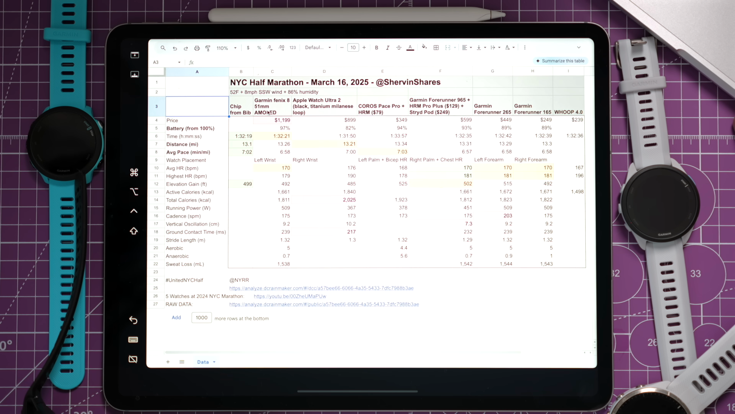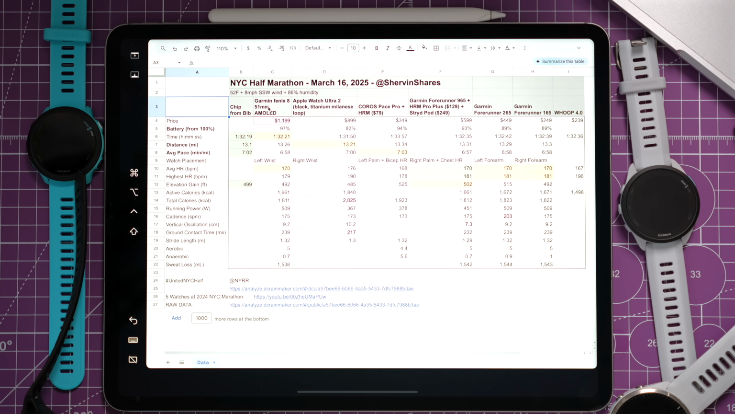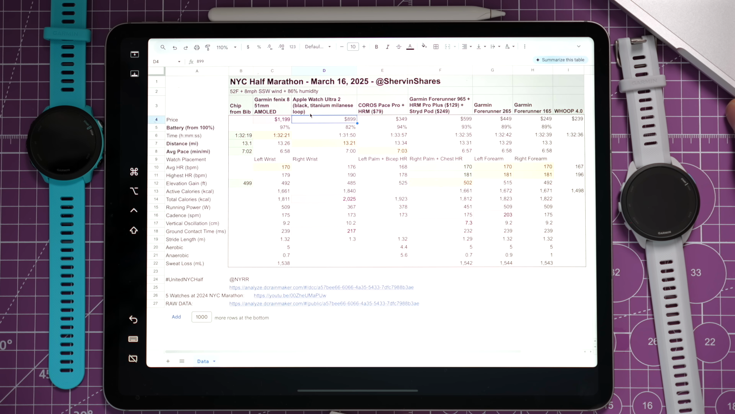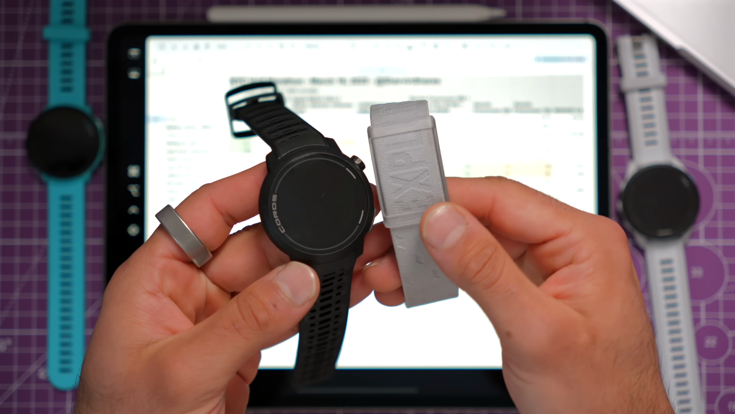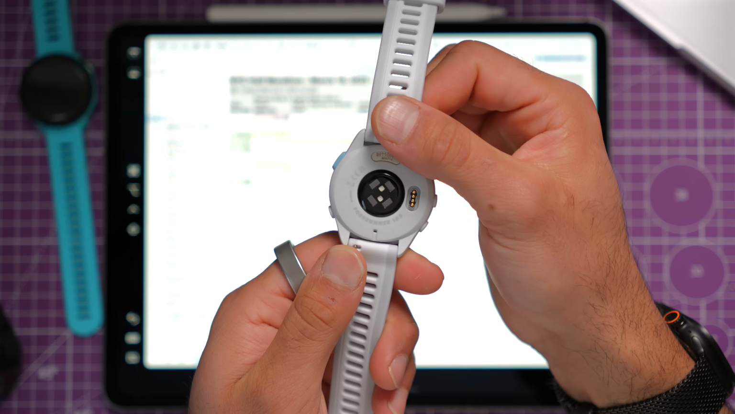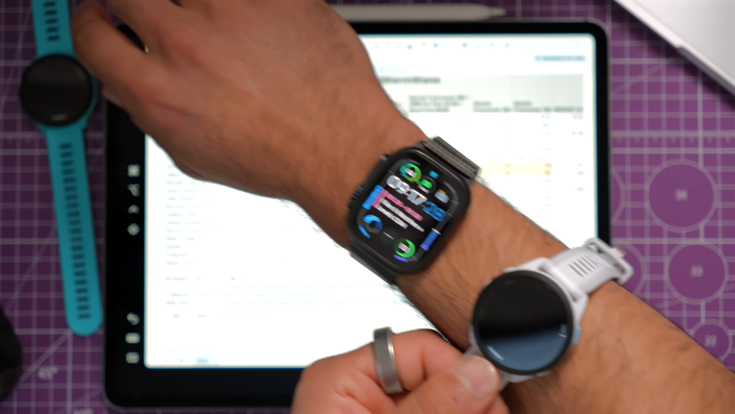Now this is the entire chart where I show all the watches that I wore. I had the Garmin Fenix 8 on my left wrist, the Apple Watch Ultra 2 with the black titanium Milanese loop. The Apple Watch Ultra 2 with the titanium Milanese loop is $899. The COROS Pace Pro with the heart rate band is $349 plus $79. And then I wore the Garmin Forerunner 165 on my right forearm with padding in between. The 265 is $449 and the 165 is $249.